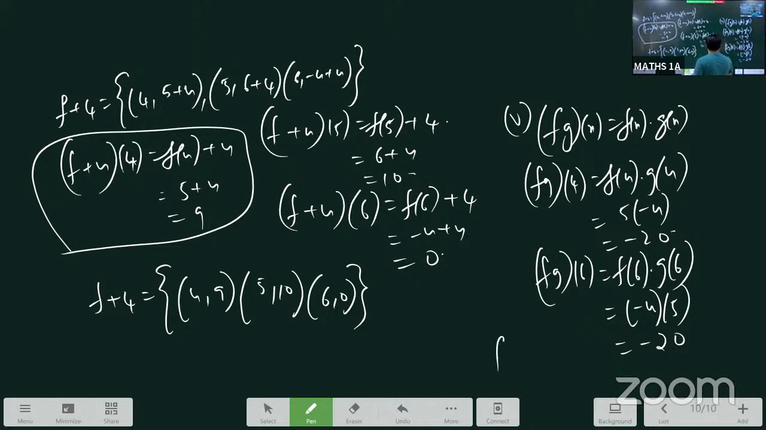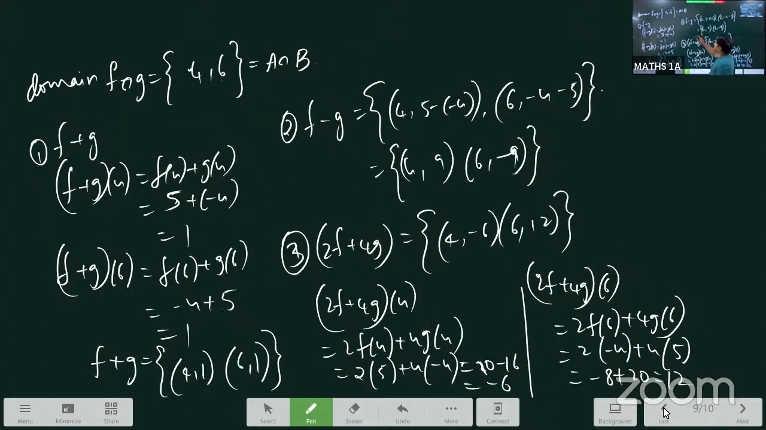So fg is equal to 4 comma minus 20, 6 comma minus 20. Is it clear? So whenever I'm having two functions, I will take the common domain as I said. So what is the common domain for two functions? F intersection G. So this is your common domain, 4 comma 6. So that's why wherever I'm having an f and g combination, either plus, minus, or product, I'm going to take only 4 and 6.